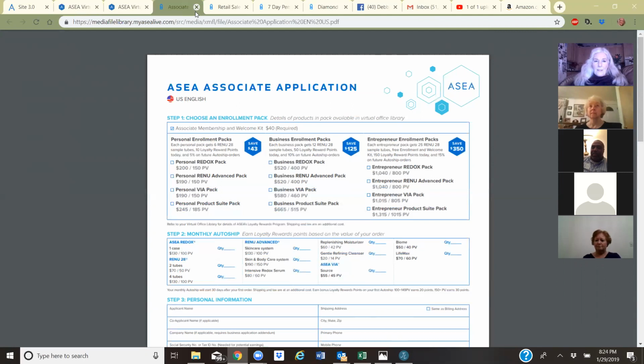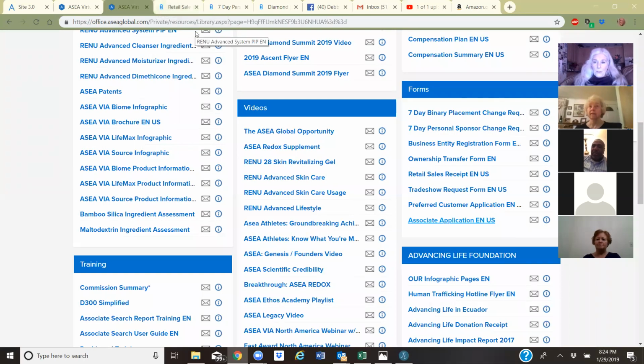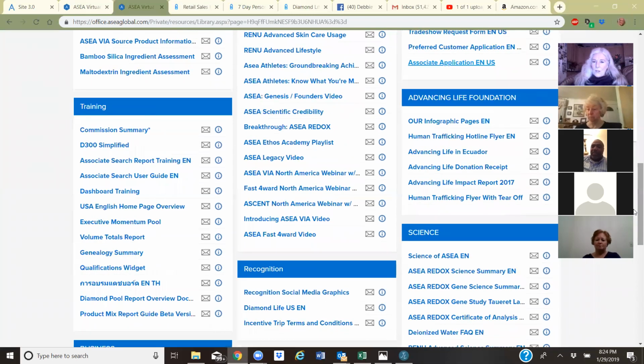And preferred customer, again, doesn't ask for as much information, that you just need their shipping and billing address, that kind of thing. So those are the forms. Again, a lot of people don't even know that they're back here. There's all kinds of stuff about Advancing Life Foundation and how to donate, and there's the Life in Ecuador. There's the Human Trafficking Hotline flyer and the OUR infographic pages, which is Outreach Underground Railroad. Okay. I forgot what the O stands for, but the Underground Railroad.